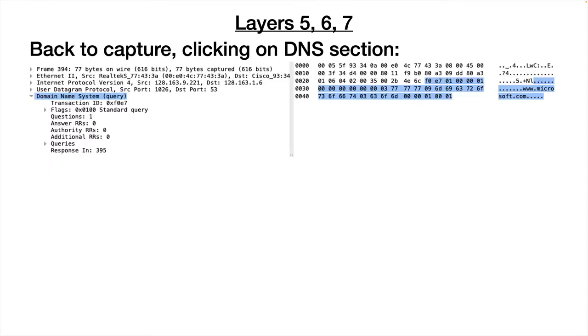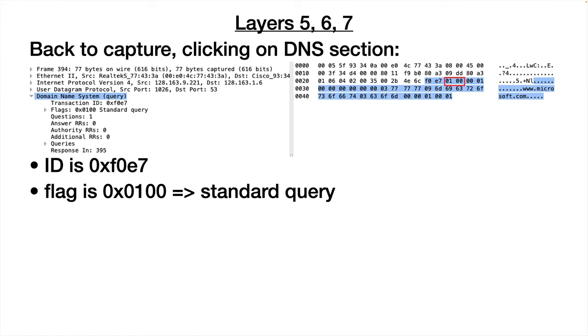So this is a capture that I did. If you look down here, layer 5, 6, and 7, I have it expanded. It says this is part of a domain name system, and it's a query. And then, like always, over in the right, we have highlighted the portion of this that is actually related to DNS. So the first thing we had was the transaction ID, which is shown there.